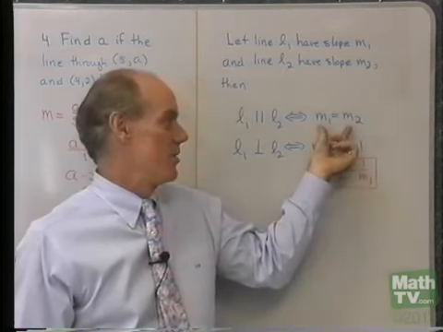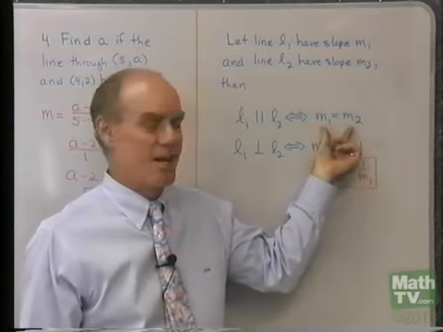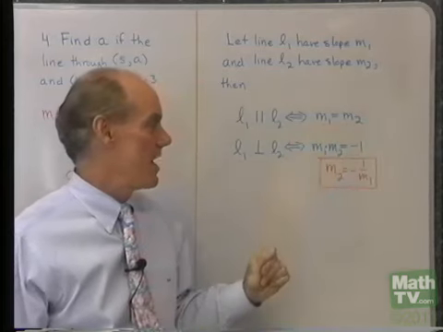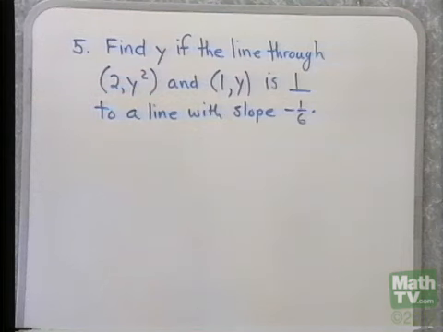Now, that's not the case with parallel lines. In the case of parallel lines, the slopes are equal. So let's look at one last example that involves these formulas. We want to find y if the line through 2, y squared and 1, y is perpendicular to a line that has a slope of negative 1/6.